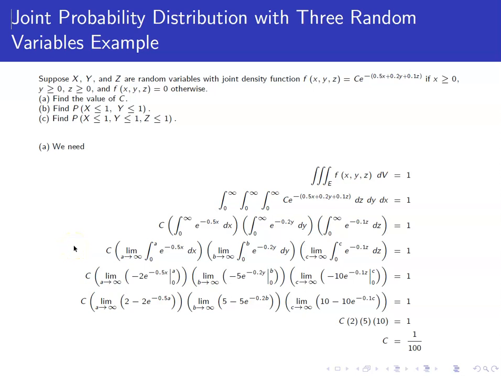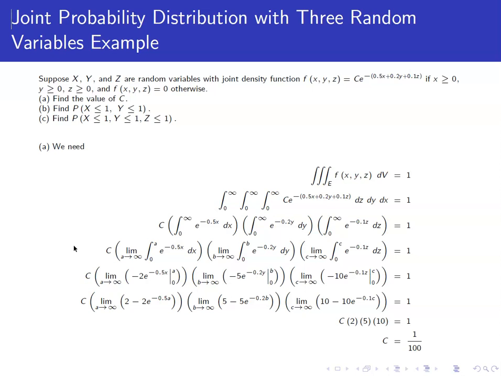In this video, we're going to use a triple integral to calculate some probabilities when we have a joint probability distribution on three random variables. So we have the random variables x, y, z. We have the joint density function given to us by f of x, y, z equals some constant times e to the negative (0.5x plus 0.2y plus 0.1z) if x and y and z are all positive, and it's 0 otherwise. So the first thing we need to do is calculate the value of c.